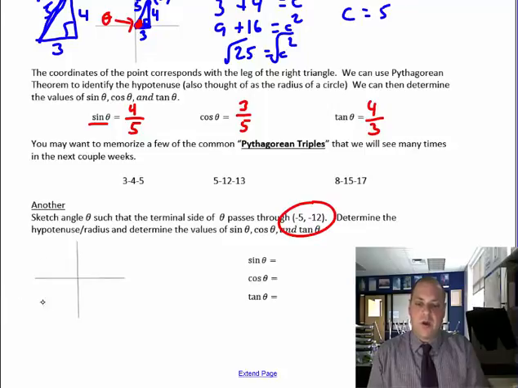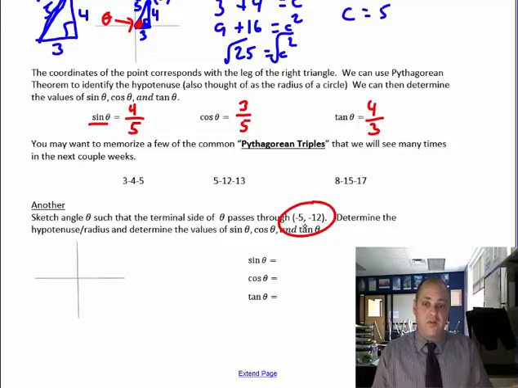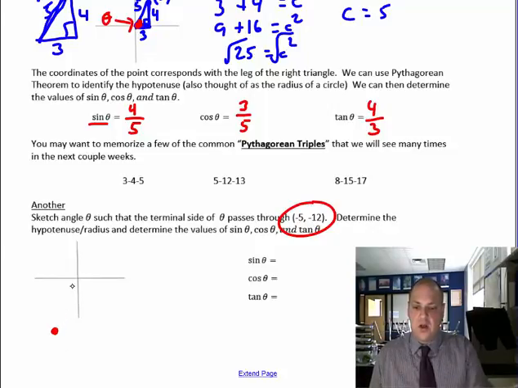And we're going to put that on. We're going to make a reference triangle here. So -5, -12. You've got to know what quadrant you're in. Negative, negative, left and down, is going to be quadrant 3. It's going to be down here. I'm just going to mark it right there. So again, you go from the origin to that point, and then you go straight up to the x-axis. And there's your reference triangle. So this one's -5, and this is -12.